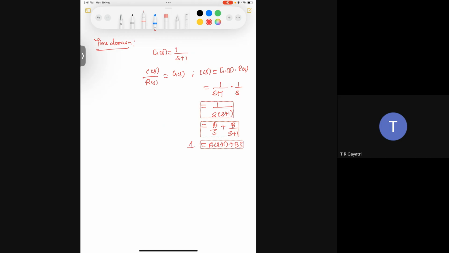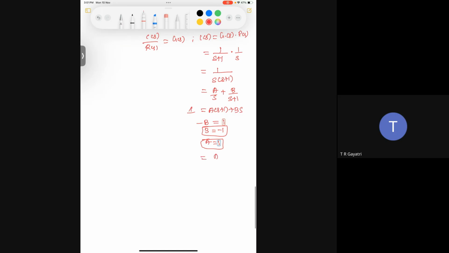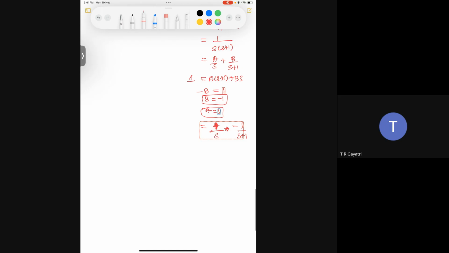Putting s equal to minus 1, I will get minus b equal to 1, b equal to minus 1. Putting s equal to 0, a equal to 1. Right? Now I will get 1 by s plus minus 1 by s plus 1. So this 1 by s will be 1, and minus 1 by s plus 1 will be minus e power minus t. So this is your output response c of t in time domain.